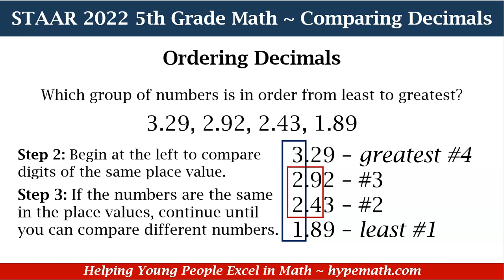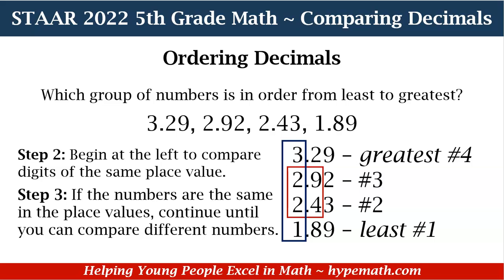Well, it's the 2 because it's 1, 2, 3 whenever we count. So we are going to focus on our numbers that have 2's. We see that one is 2.92 and the other one is 2.43. Now, we said, look at step 3: if the numbers are the same in the place values, continue until you can compare different numbers.